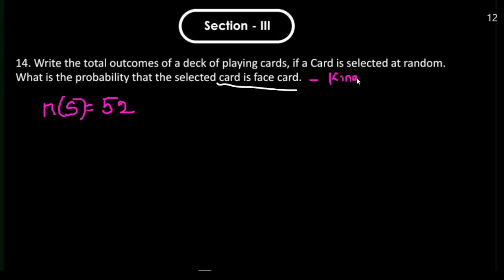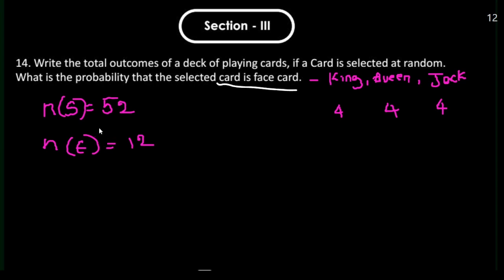Yes, we have 12 face cards, right? So what are the face cards actually? King, queen and jack. Each of these we have in 4 colors, right? In each color we have a king. So we have 4 king cards and 4 queen cards and 4 jack cards. So all these are face cards. Number of favorable outcomes is 4 plus 4 plus 4. It is 12, right?